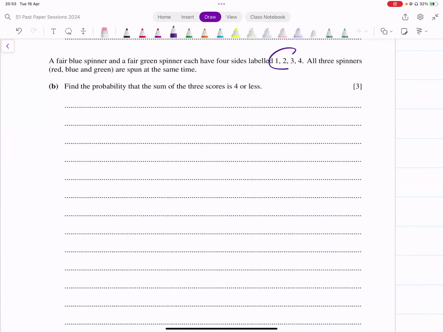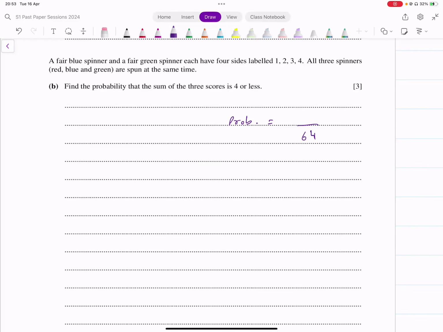All the spinners have sides numbered 1, 2, 3, 4. We want the sum of the 3 scores to be 4 or less. What's the total number of possible outcomes, first of all? Probability is number of favorable outcomes divided by the total number of possible outcomes. 4 into 4 into 4, that's 64. So the denominator is going to be 64 when we find this probability. What about the numerator? How many of those 64 different cases satisfy the given condition, sum is 4 or less?